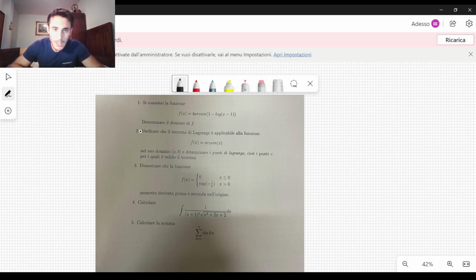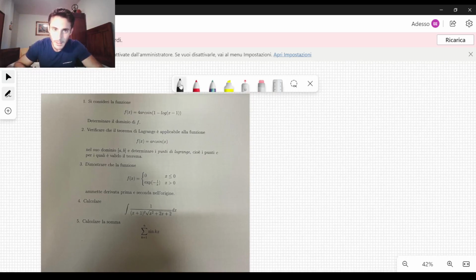What we need to do here is verify that the Lagrange theorem is applicable to the function f of x equal to arcsine of x in its domain AB, and we need to determine the Lagrange points, that is, the points C for which the theorem holds true. So let's first state what the Lagrange theorem tells us.